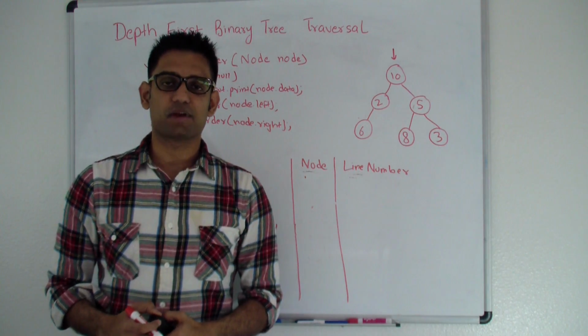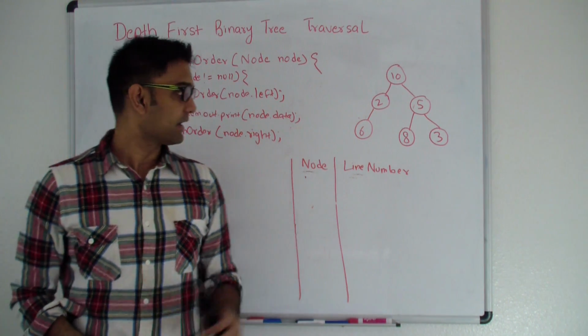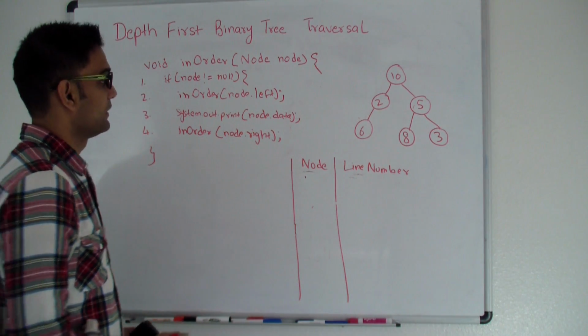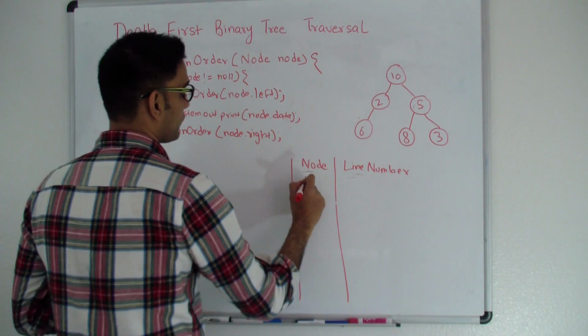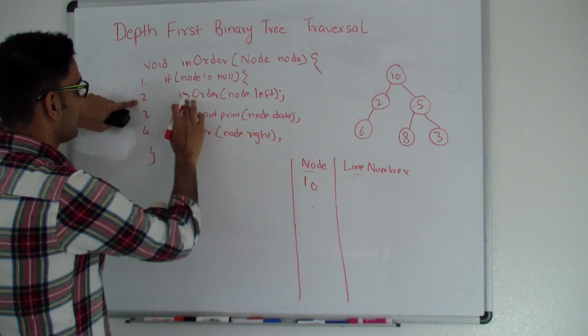Next, let's look at the in-order traversal. So this is my code for in-order traversal. Again, I have the same tree and same call stack. Let's see how this works. So again, I start from 10, so my node is 10. Node is not null, so I go into the recursion in order.